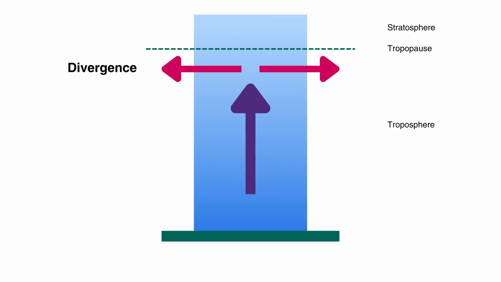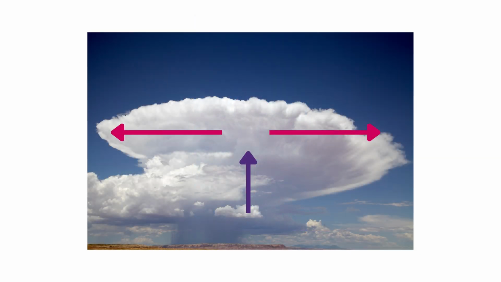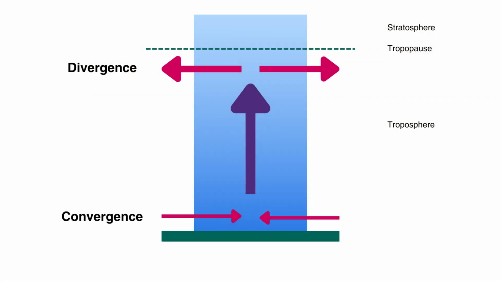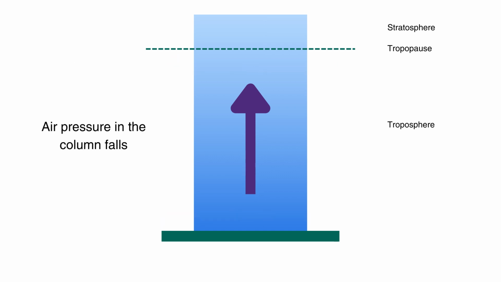So air spreads out horizontally or diverges at this level. You can see this sometimes in the shape of a thundercloud. Near the surface, air converges into the column to replace the air being lost through the rising motion. However, this converging air is slowed down by friction at the ground. If more air diverges in the upper levels than converges at the surface, we end up with less air in the column and the pressure falls. This means that we end up with some places that have less air or low pressure and other places where the pressure is high.